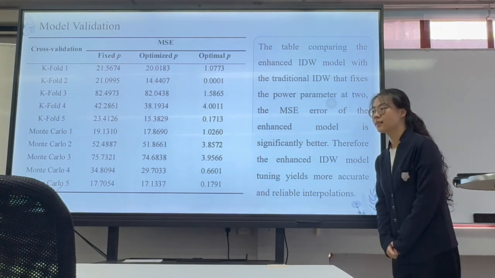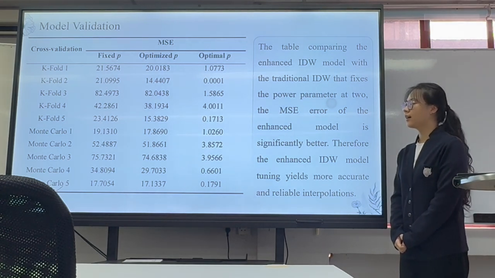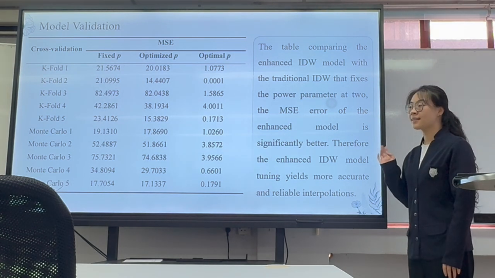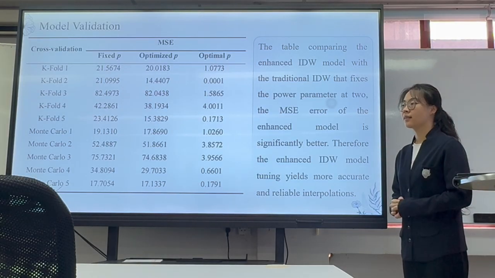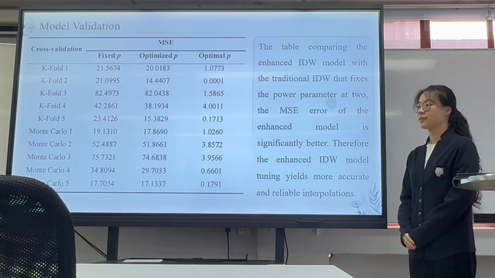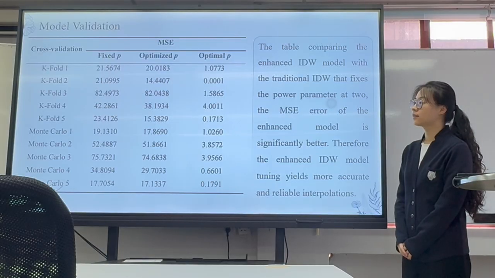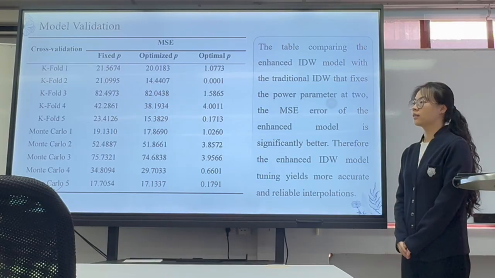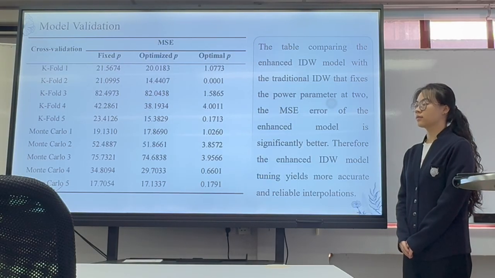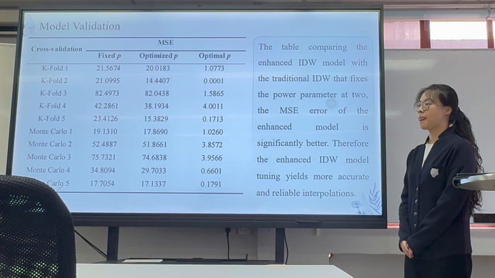What? Nested cross validation. Another cross validation. The same cross validation, for the fixed value, optimized P and optimal P, but you do it again by using the nested cross validation. You cannot just take the MSE value from the previous run, because the previous run is to optimize the P. Okay, so this one is to validate your model. So you have to use the nested cross validation.